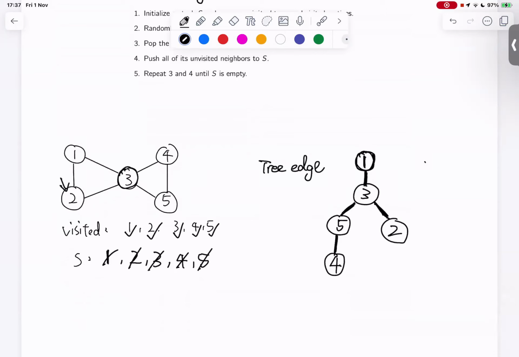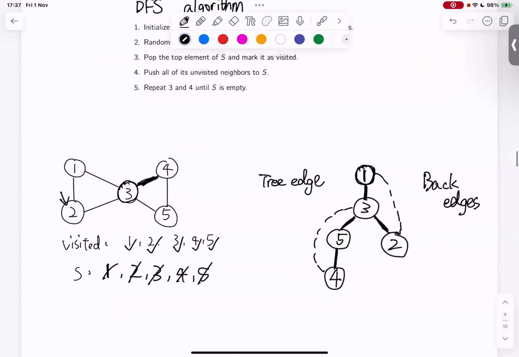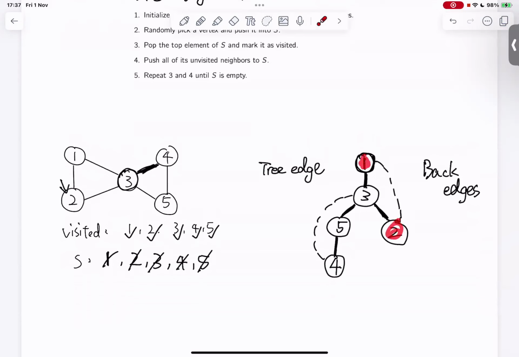And we have some edges called back edges. You should notice that we have some edges that are not included here. For example, this vertex is not included. This is a back edge, and also this vertex is not included. These edges connect a descendant to one of its ancestors in the DFS tree. And this back edge occurs when we visit a vertex's neighbors.